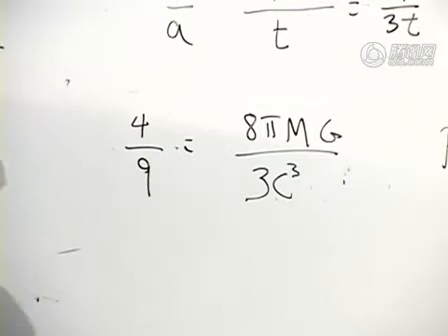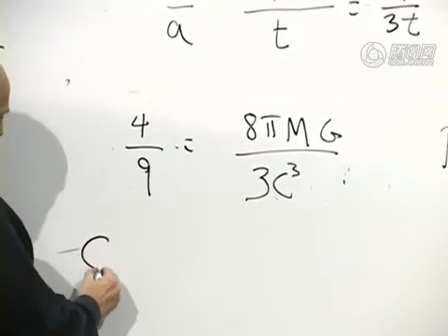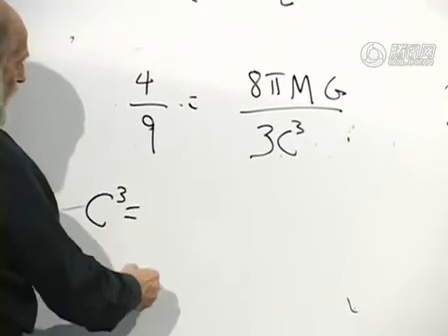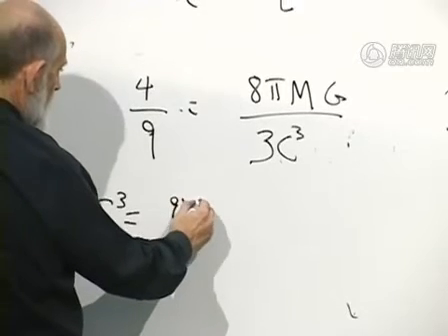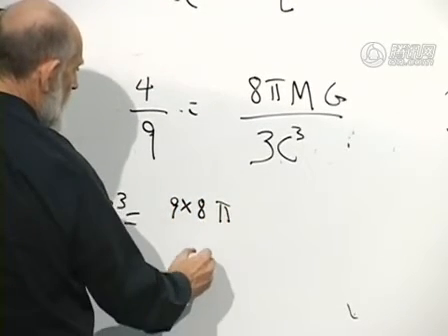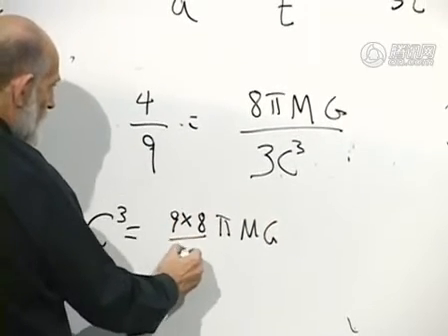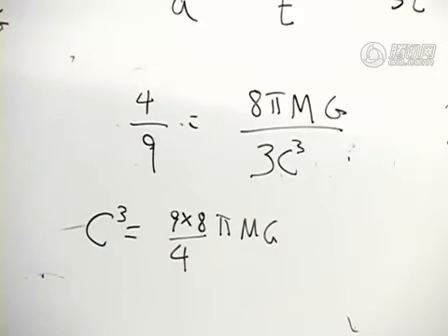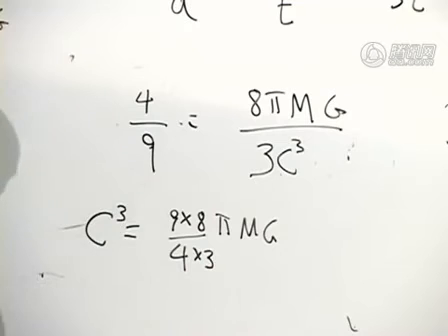And now I can solve this equation for the unknown constant c. What is it? c cubed is equal to 9 times 8 pi mg divided by 4 times 3, which is 6 pi mg. Have I left any? Is that it? 3 on the bottom.